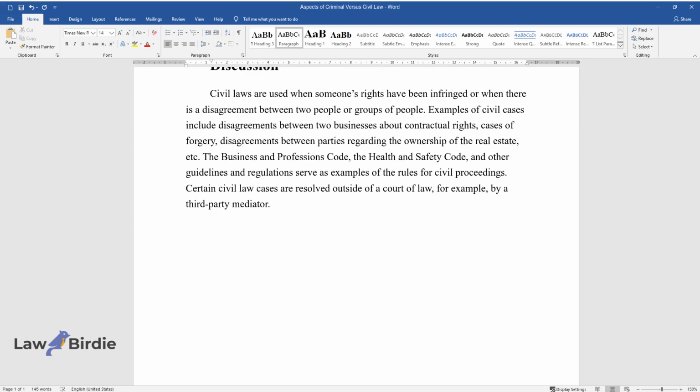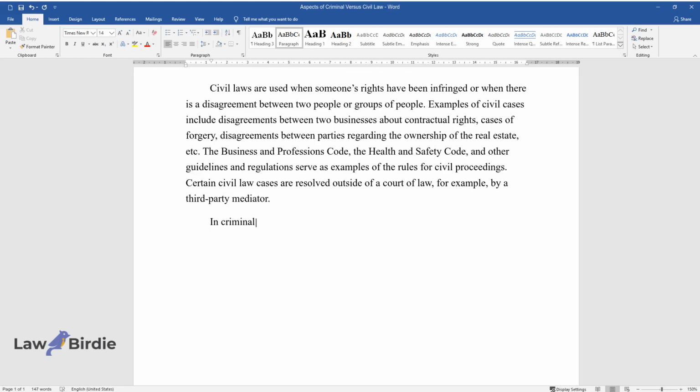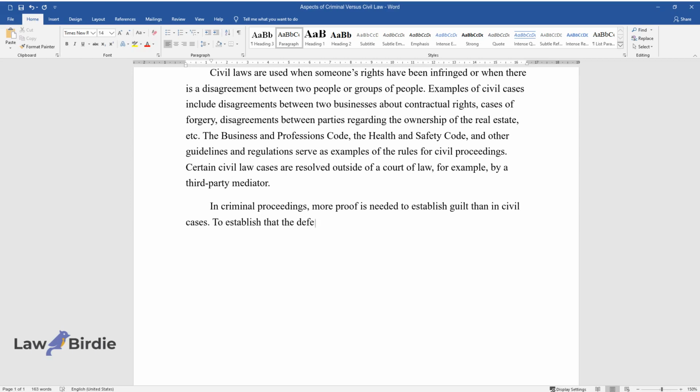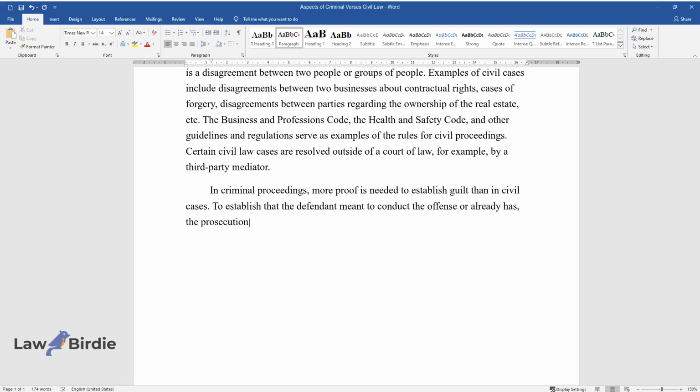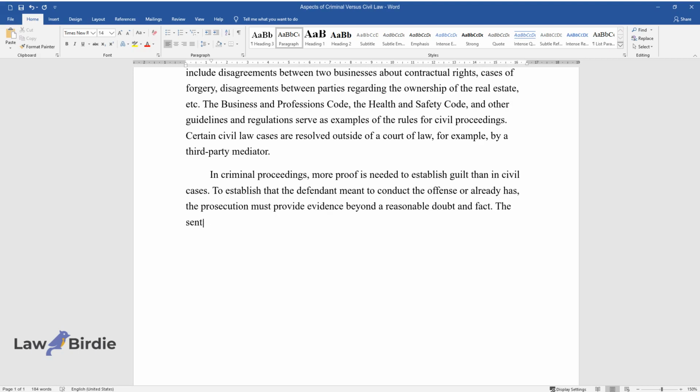Certain civil law cases are resolved outside of a court of law, for example, by a third-party mediator. In criminal proceedings, more proof is needed to establish guilt than in civil cases. To establish that the defendant meant to conduct the offense or already has, the prosecution must provide evidence beyond a reasonable doubt and fact. The sentence criteria established by existing criminal legislation must be followed by the court.